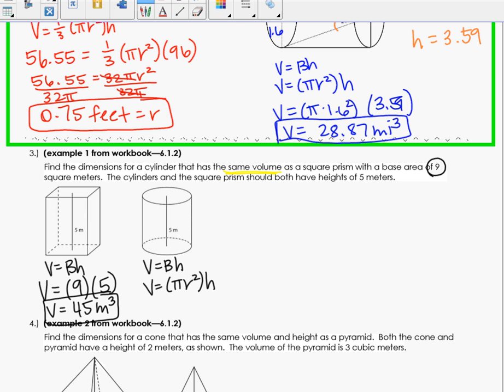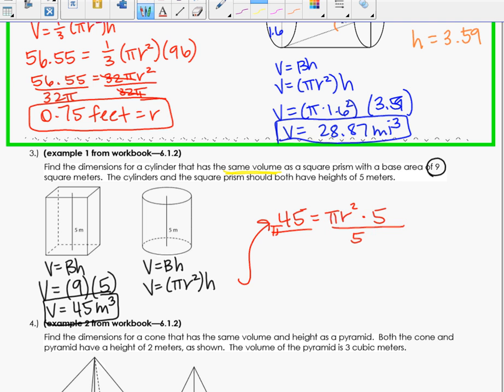So now that we were able to do the prism, the same volume is going to help us out here because it says these have the same volume. So now I can go ahead and say, okay, well, if they have the same volume, that means that the volume is 45, and then I have pi r squared, and the height is 5. So now my only unknown is the radius, and the question's saying find the dimensions of the cylinder. Well, we know the height is 5. The other dimension we need to find is r. So we're going to divide by 5 pi here. Okay. So these all cancel. You have 45 over 5 pi. You don't need to simplify that.